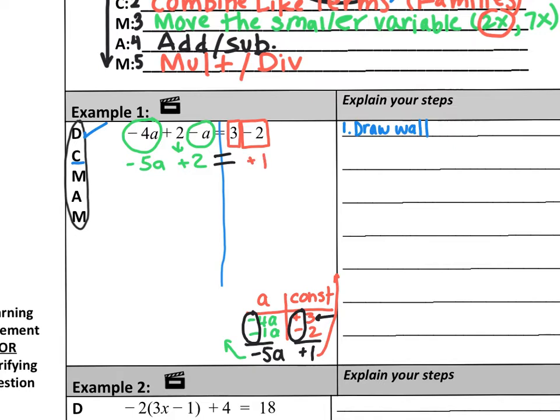So now we have a simple one-step equation. I combined like terms. We haven't gotten to this one yet. Move the smaller variable. That's next week. So now I'm just going to have to add or subtract and multiply or divide. So let's do that. This is a simple two-step equation that you did in 7th grade. First, I'm going to always go to the side with the variable. So I'm going to be on the left-hand side of the problem. This first expression right here, negative 5a plus 2.